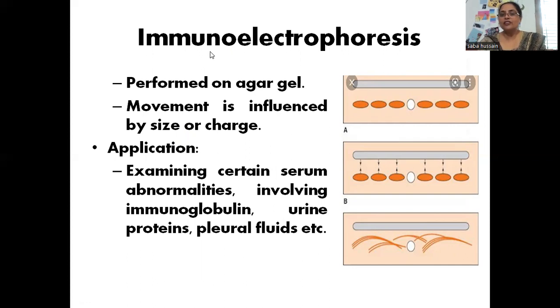What is immunoelectrophoresis? It is immunodiffusion combined with electrophoresis. Electrophoresis is separation on the basis of charge, and diffusion is also there. This is also performed on agar gel, and movement is influenced by size and charge. In electrophoresis, they will move according to size. If the size is heavy, diffusion will be slow. Charge is also very important, because negative and positive charges will move towards each other.